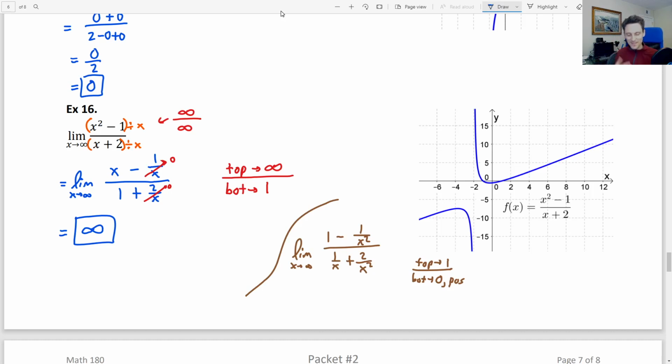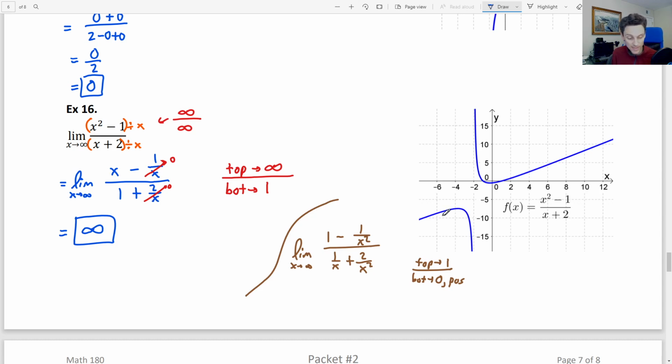Welcome back. I wanted to say one more thing about example 16. When we took this limit as x approaches infinity of this function and got infinity, that just says that as x goes to the right, the graph is going up to positive infinity. So it doesn't tell us if we really have any asymptotes one way or the other.